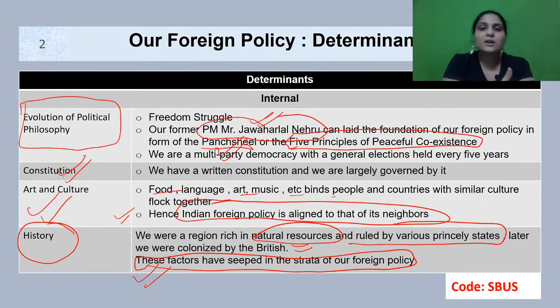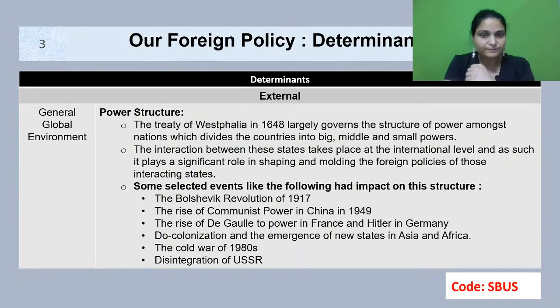This thing hasn't worked particularly well in history, so we should be a little bit cautious before taking those steps. And that's how history becomes an important internal determinant. Now, what are the external determinants? This is very important. Please pay a lot of attention here.